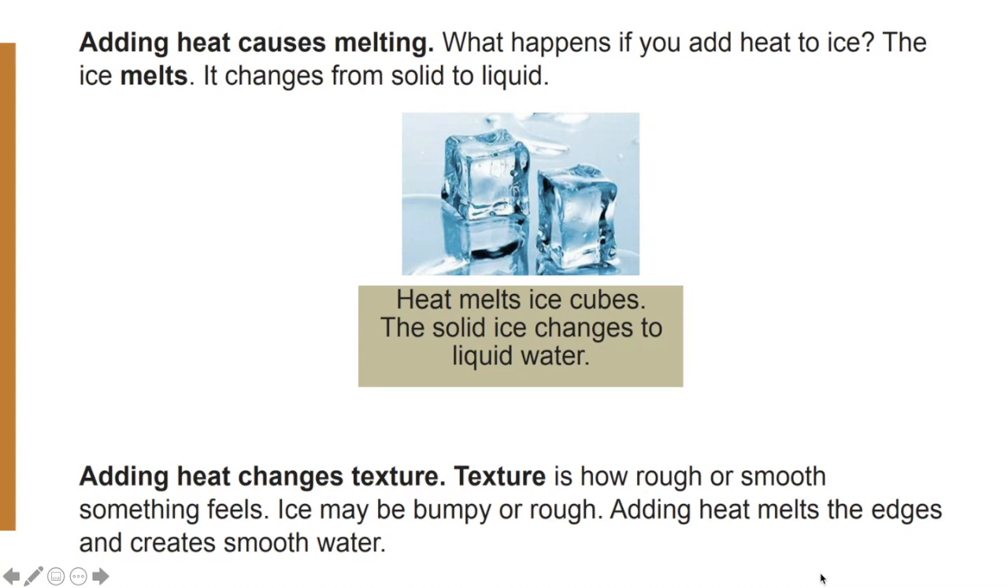But adding heat changes texture as well. Remember, texture is how rough or smooth something feels. Ice may be bumpy or rough, and adding heat melts the edges and creates smooth water. Think about if you've ever held an ice cube in your hand. Maybe even pause this video and go to your freezer and grab an ice cube. Put it in your hand, and if you touch it around the edges, it's probably pretty rough or bumpy. And then the longer it sits in your hand, because your hand is adding heat to the ice, it's going to melt and become smoother.